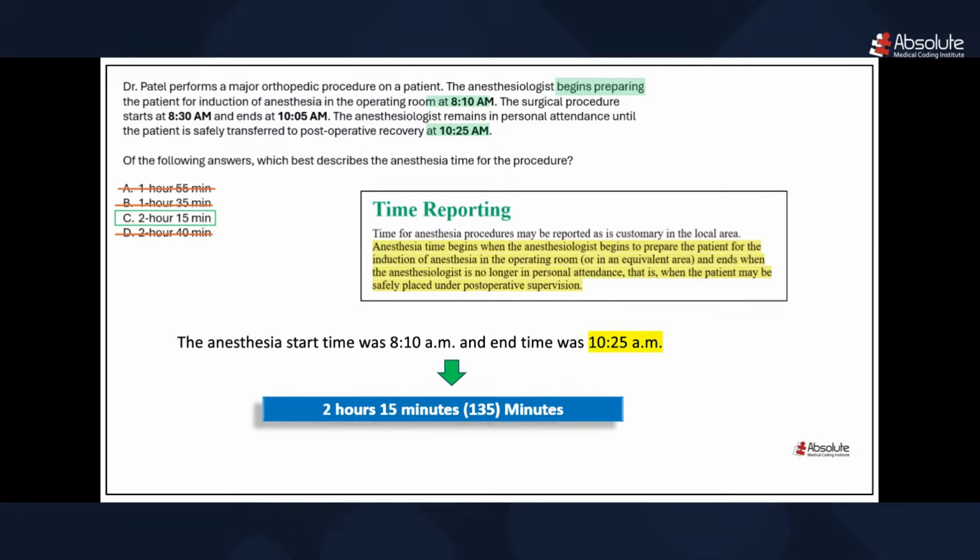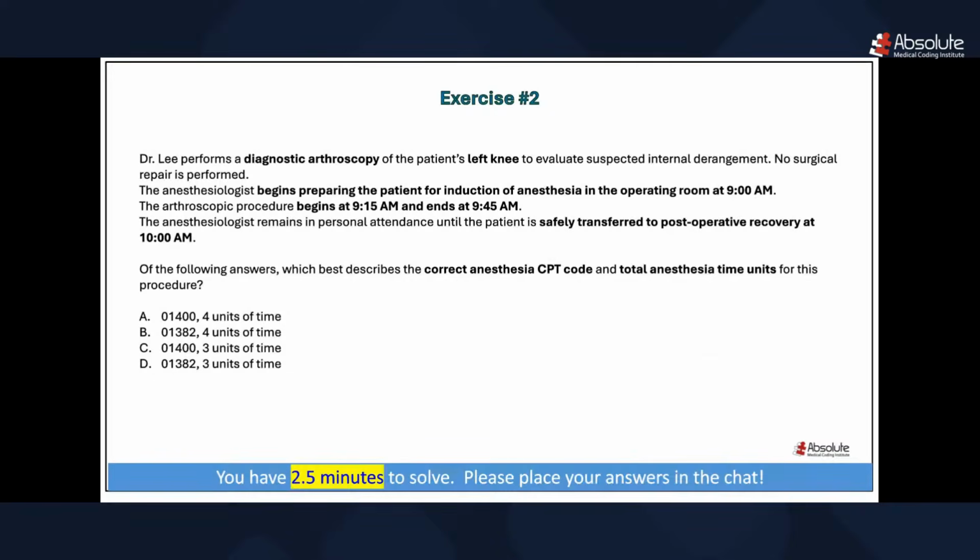Okay, now let's move on to the next one. Let's up the difficulty level, and here we go. Here we have the next scenario. Of the following answers, which best describes the correct anesthesia CPT code and total anesthesia time units for this procedure? Option A, 01400, 4 units of time. Option B, 01382, 4 units of time. Option C, 01400, 3 units of time. And option D, 01382, 3 units of time.